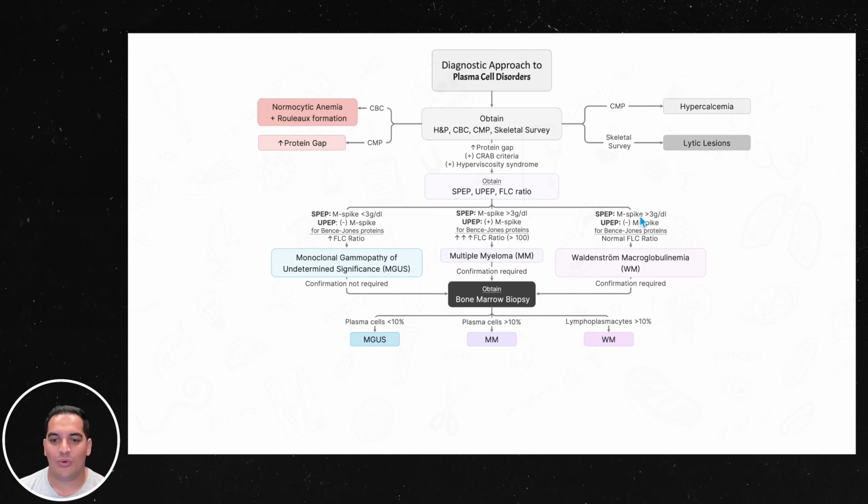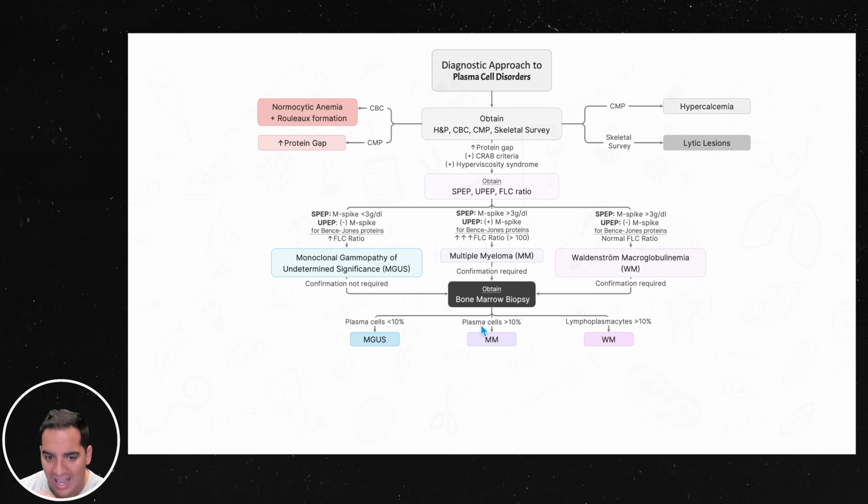Right? So we're really putting this together in layers where you start off with a protein gap as maybe a presentation, or maybe the CRAB criteria as a presentation, or maybe hyperviscosity as a presentation, or maybe you have one of these two plus an elevated protein gap. You go to the lengths of getting an SPEP, a UPEP, a free light chain. That's really going to differentiate them. And at that point, you confirm with a bone marrow biopsy.